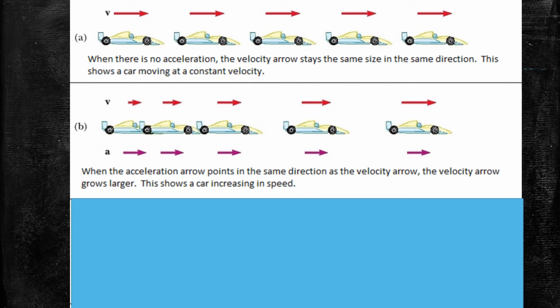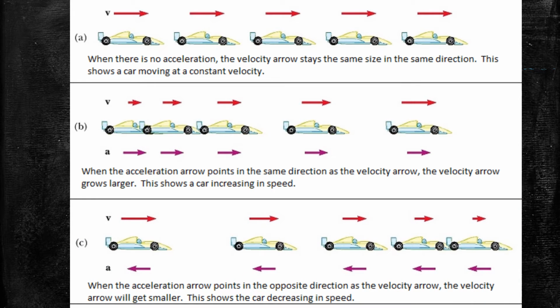Let's take a look at picture B. Now we have a new vector. We have velocity vectors on the top here in red, and we have acceleration vectors in purple here. When the acceleration arrow points in the same direction as the velocity arrow, as seen here, both your velocity vectors and your acceleration vectors are pointing to the right, the velocity arrow grows larger. So this shows a car increasing its speed. So as noted in the last slide, if both of your vectors are moving in the same direction, you're going to have an increase in speed, okay?